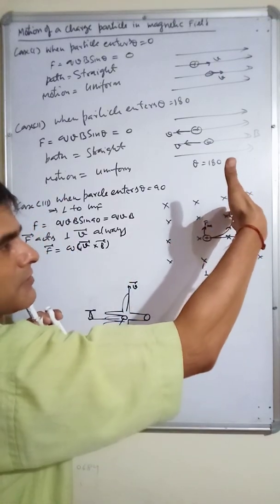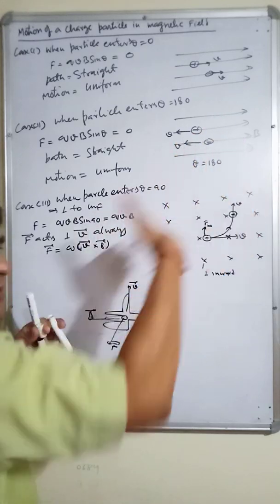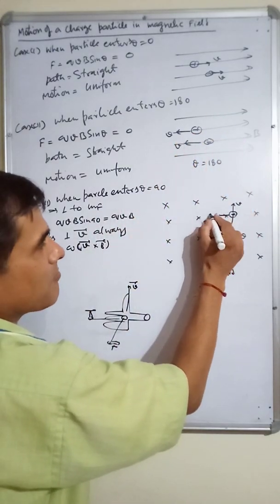So this is the velocity. This is the magnetic field. This is the velocity along the thumb. So force will act perpendicular to the palm के perpendicular. So this is the magnetic force.